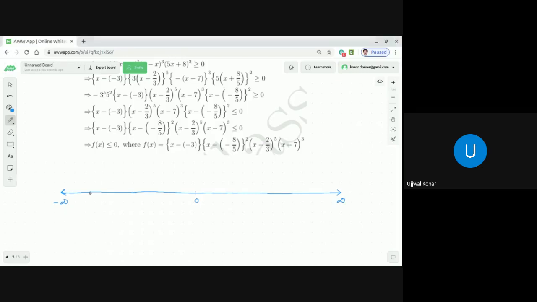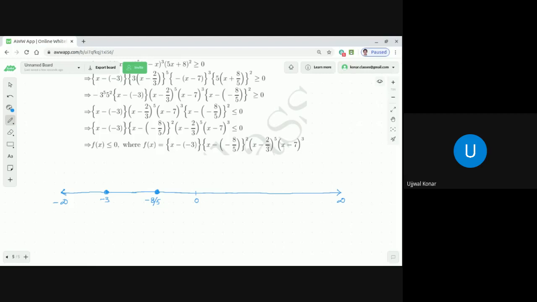Correct or not? So suppose this is minus 3. Then it is minus 8 by 5, which will be somewhere here. You can make the relative positioning. You don't need to be exactly precise on the number line, but the relative positioning is important. It should not be that minus 8 by 5 is left of minus 3. It should not be.